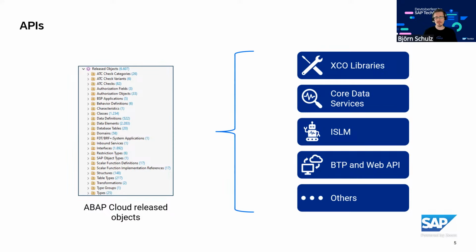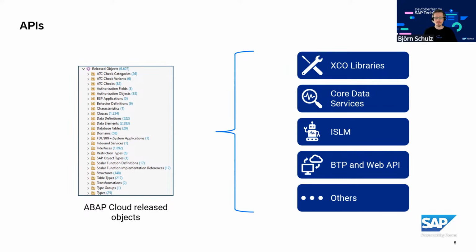When we focus on them, we have the XCO libraries, for example, when we want to interact with the system, analyze objects, or create objects. We have Core Data Services for anything where we want to have information. When we want to read objects or read data, also functional data, we can use the Core Data Services that are released in this case.